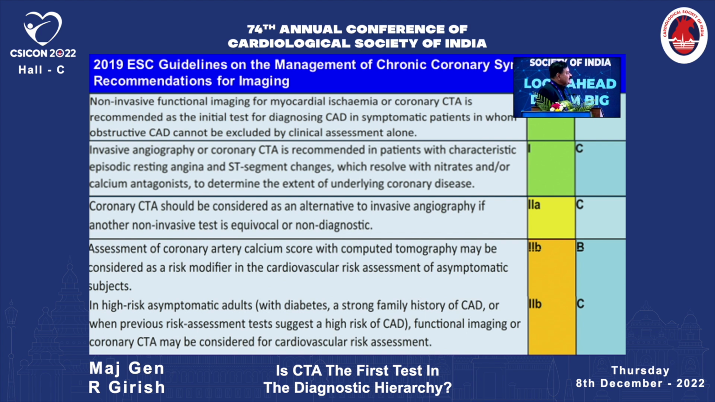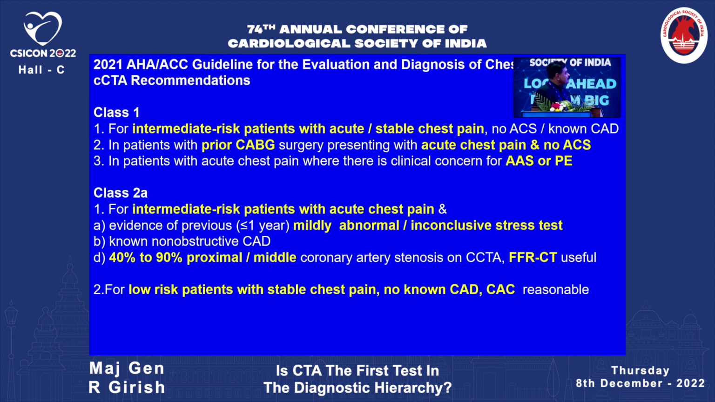2019 ESC guidelines gave a 1B status for evaluation of chest pain in whom CAD could not be conclusively excluded by clinical evaluation, and also for vasospastic angina, and 2A as an alternative for stress imaging, and 2B for estimation of coronary calcium score, and also for evaluation of high risk but asymptomatic adults, whom we had just discussed.